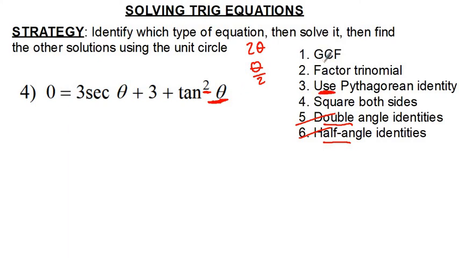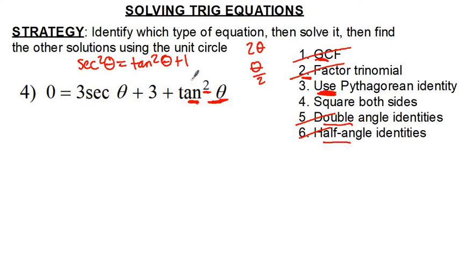I don't see a greatest common factor. This has a tangent, that has a secant, so that's probably not going to work. There's no trinomial right now because trinomials have to have both of these would be tangents or both of them would be secants. So that's not going to work, and that's not going to work. So we're down to 3 or 4, and let's look for the Pythagorean identity. The one that involves secant and tangent is this one. It's sec squared equals tan squared plus 1. So we're going to end up using this strategy.